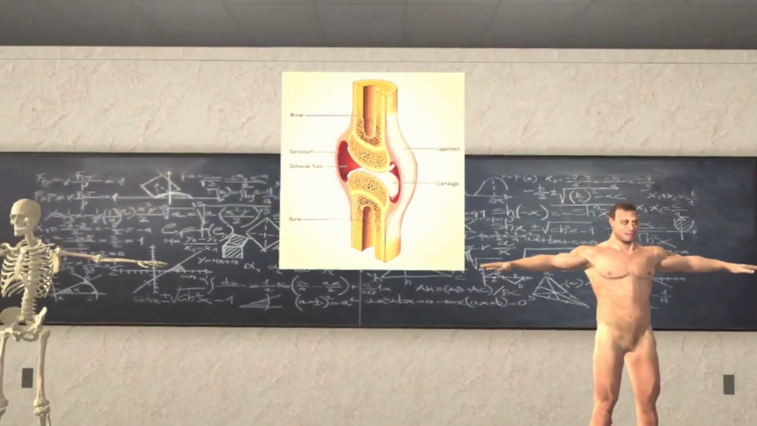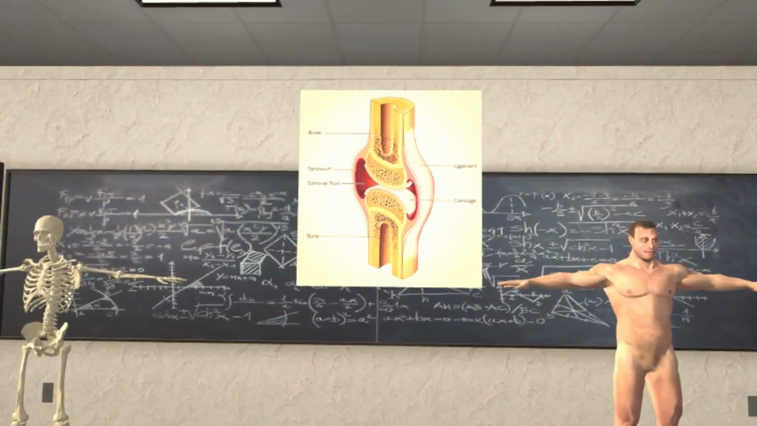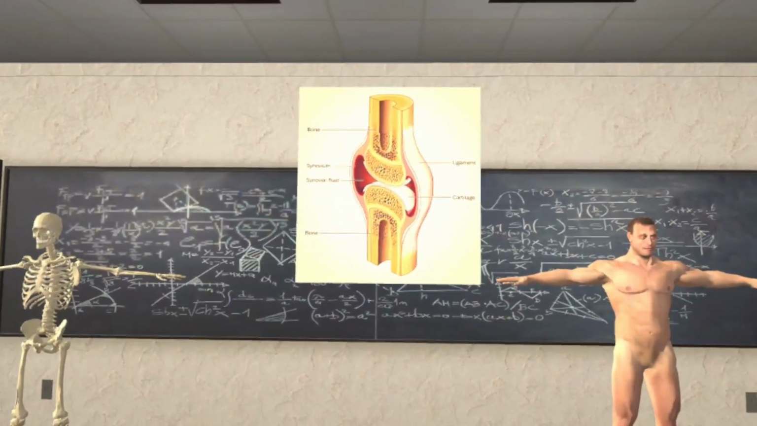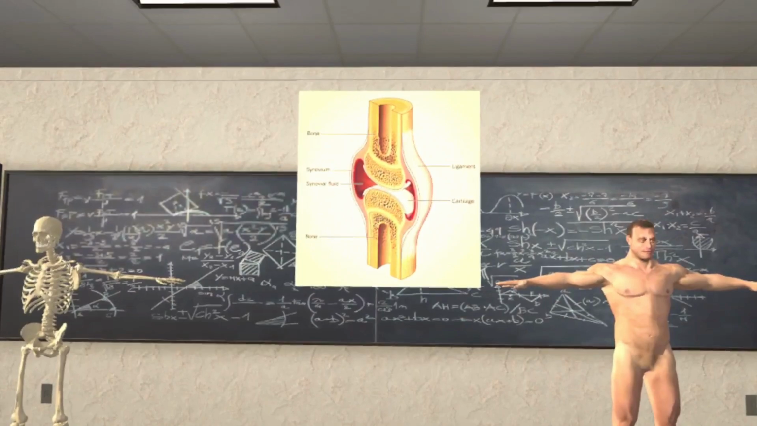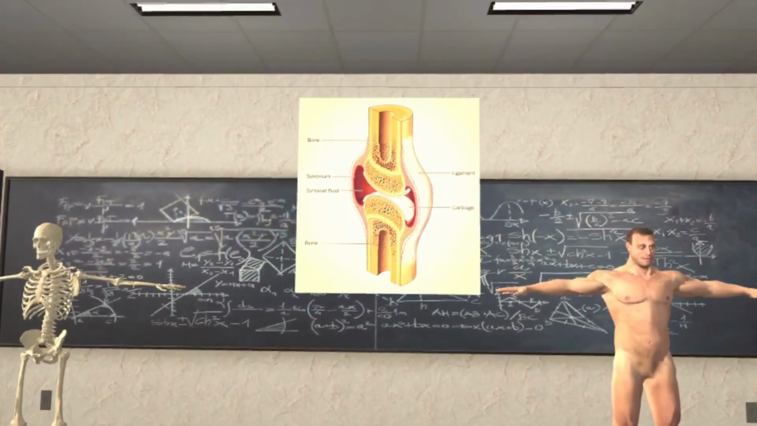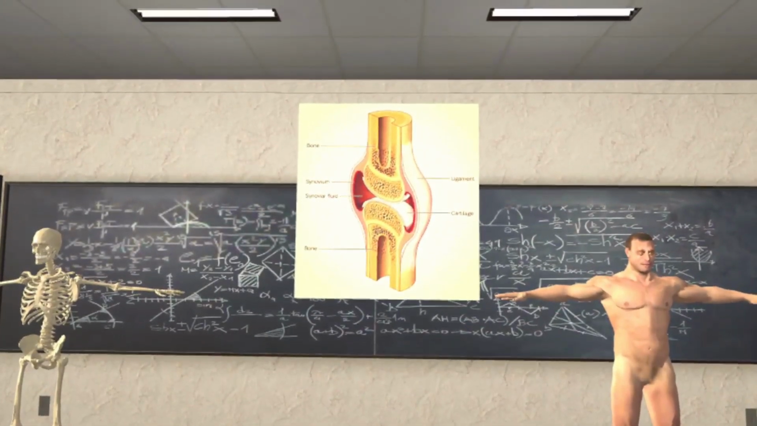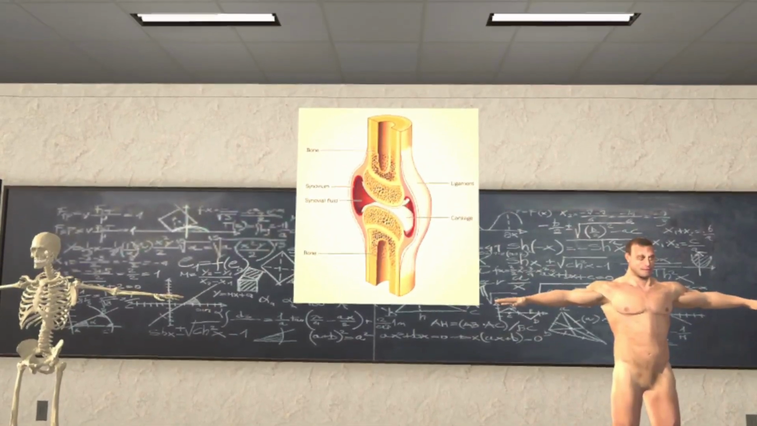Next, we have ligaments. They are composed of bands of strong, dense connective tissue and support joints. They connect bones to other bones and give your joints support. An easy way to remember this is that ligaments are like for like, connecting bone to bone.